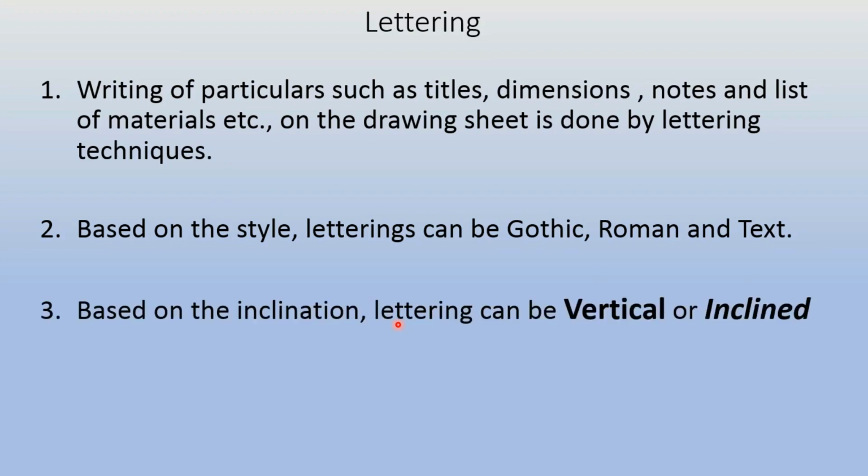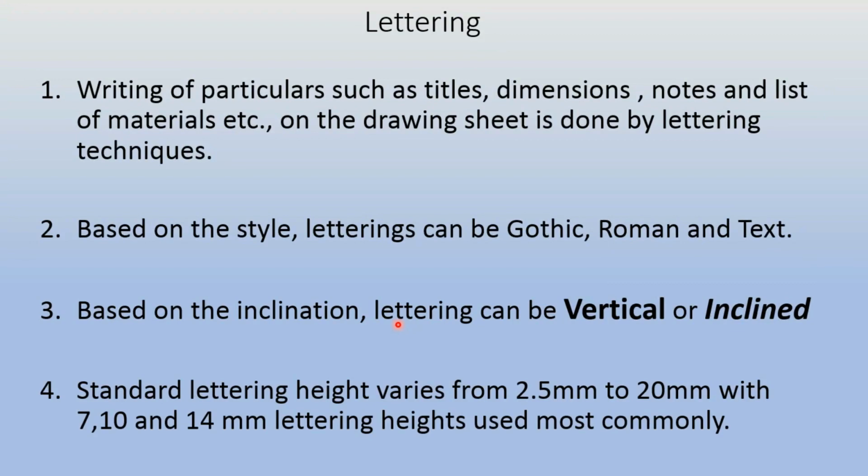Based on the style, you can divide the letterings into three types, that is Gothic, Roman and text. And based on the inclination, lettering can be vertical or inclined. This is a very important point from our engineering drawing point of view. These questions may be asked: vertical lettering or inclined lettering. The standard lettering heights vary from 2.5 mm to 20 mm, but more commonly used are 7 mm, 10 mm and 14 mm height.